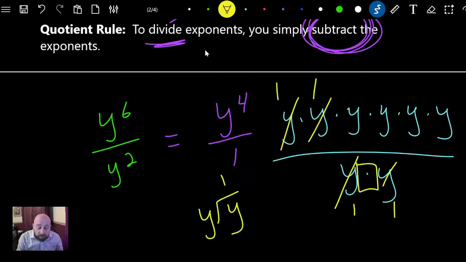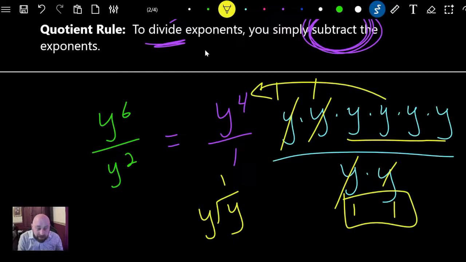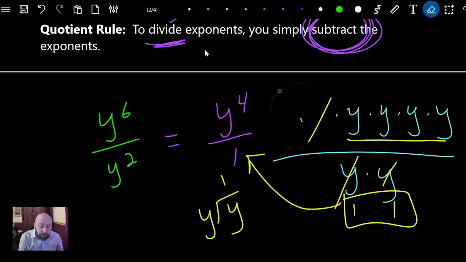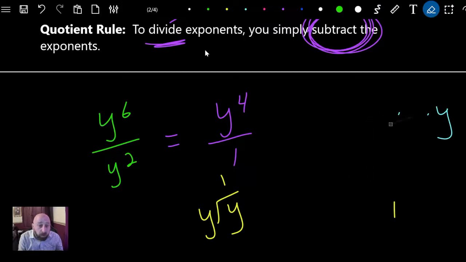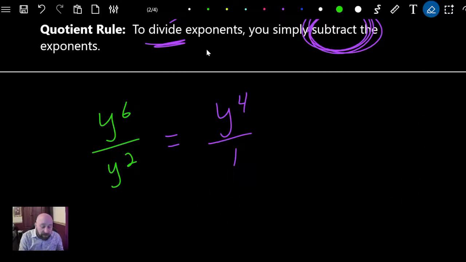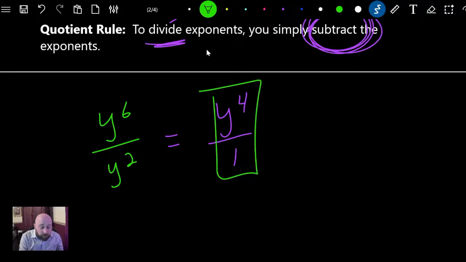Notice that we have a multiply here. So what do we get on the top? We get y to the 4th. And then what do we get down here on the bottom? 1 times 1 is 1. There's our 1. Okay? So when you cancel fractions, it's not just like they cancel and go away and disappear. They cancel to a 1. Anything divided by itself always gives you 1. So our answer is y to the 4th over 1.